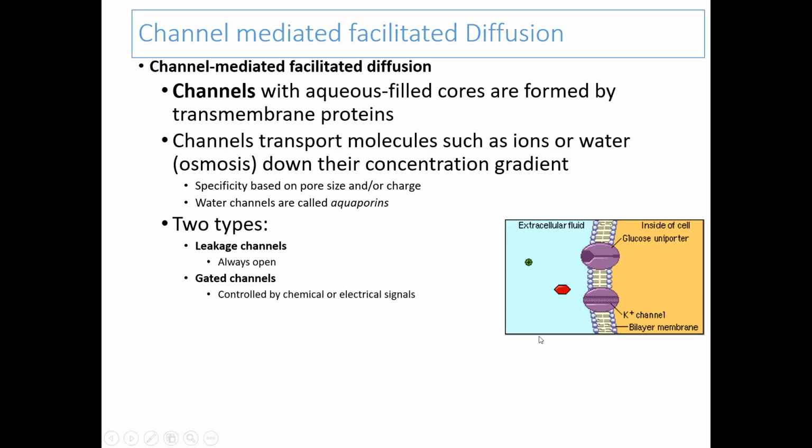Now, there are other channels that have gates. They have gates that only open and shut at certain times. Some of the gates are controlled by electrical signals in our bodies, and some of them are controlled by chemical signals. The gated channels are how we control the movement of ions in our muscle cells and in our nerve cells. We'll get into that when we start getting into chapter 9 on muscle cells. But right now, all we have to look at is the leakage channels that let things move across the membrane.